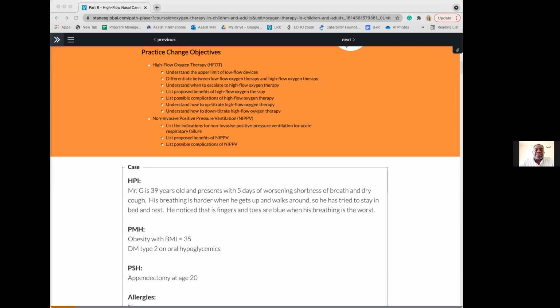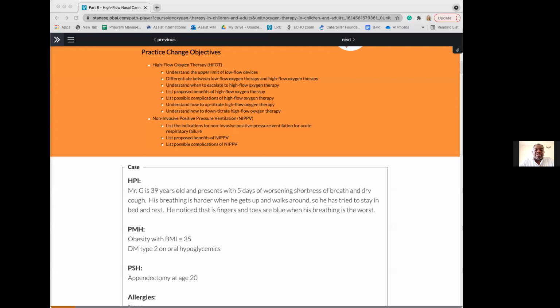And when talking about non-invasive positive pressure ventilation, the practice change objectives will be to list the indications for non-invasive positive pressure ventilation for acute respiratory failure, and to list the proposed benefits as well as the complications.